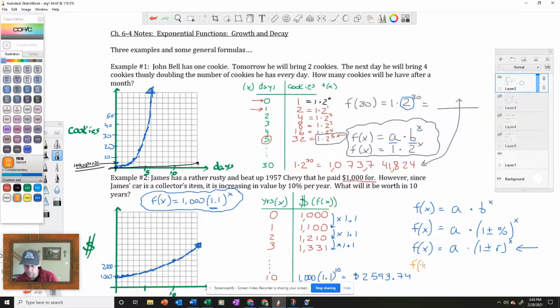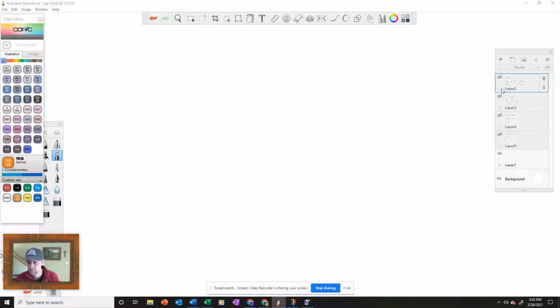That first example is simply f of x equals 1, the original cookie, times 1 plus 1 to the x. That's how I get 2. Well, that percent is actually 100%. So in other words, John is bringing 100% more cookies each day. So yeah, even in this first one, this formula does apply. This formula always works, even if something's doubling or tripling. Tripling just means growing by 200%. Quadrupling means growing by 300%, and so on.